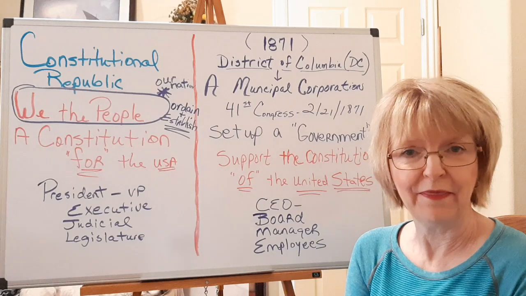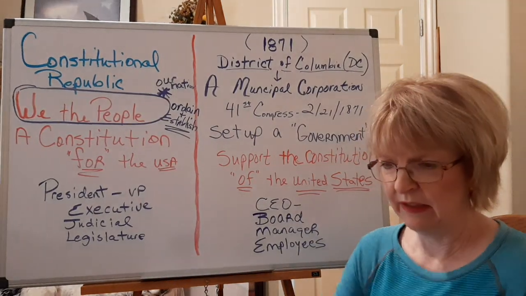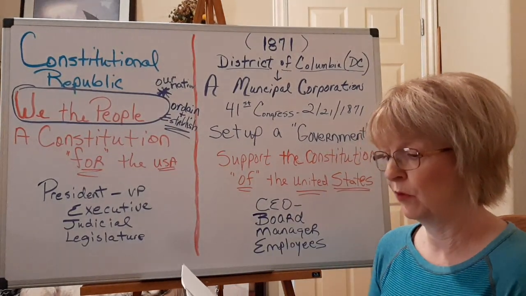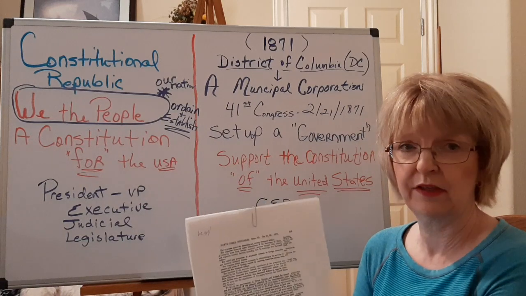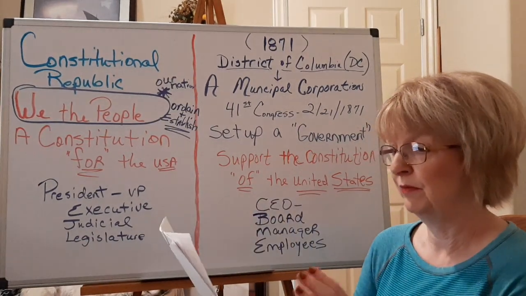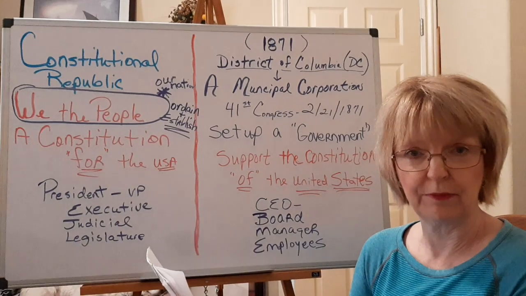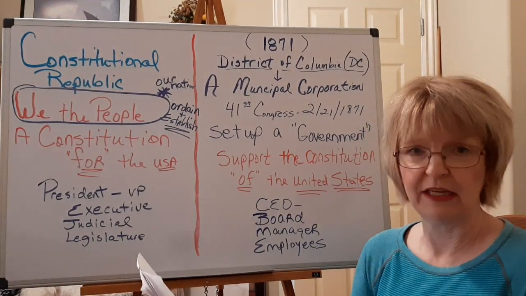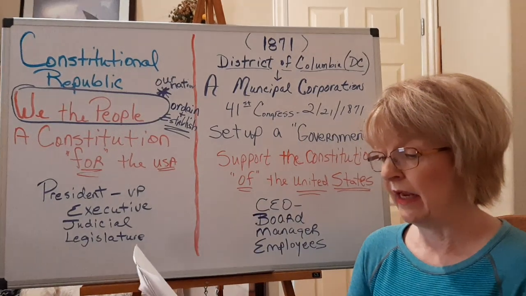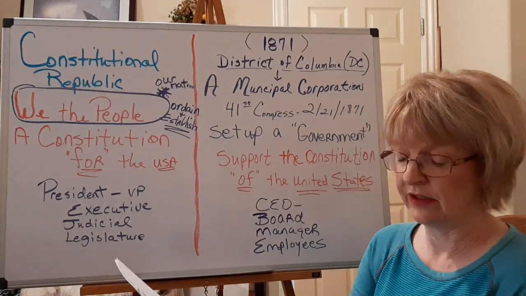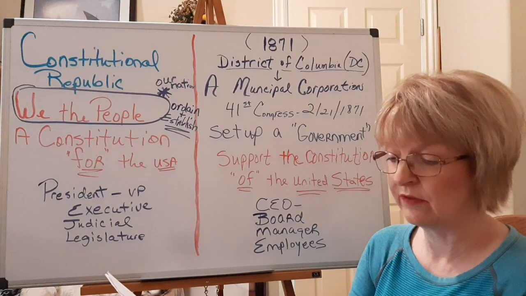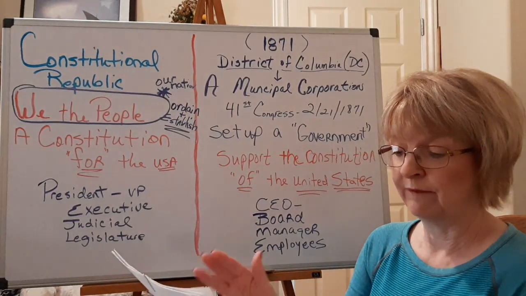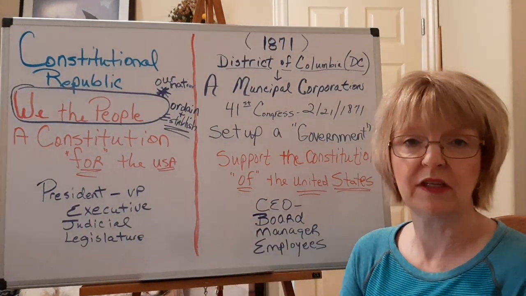This session is a brief overview of the Act of 1871. Many of you may have heard about it. You may think it's some type of conspiracy theory. The only thing about that is that I actually have the records from the 41st Congress from that time, February 21st, 1871. And it says on here that this is an act of Congress to provide a government for the District of Columbia.